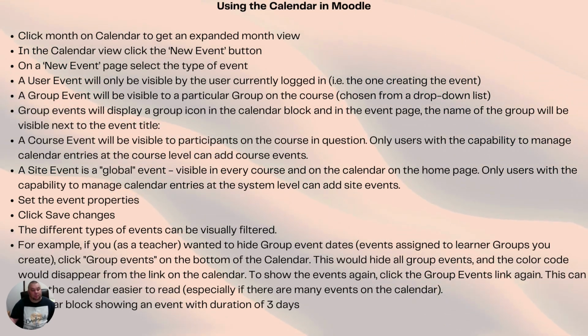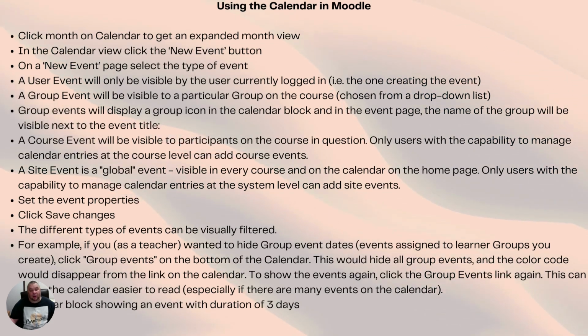Set the event properties, click Save Changes. The different types of events can be visually filtered. For example, if you as a teacher or instructor wanted to hide group event dates, events assigned to learner groups you create, click Group Events on the bottom of the calendar.